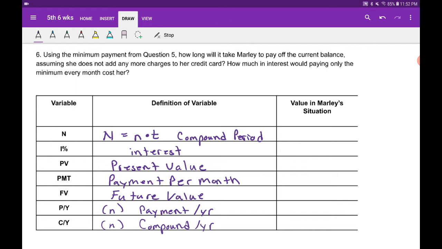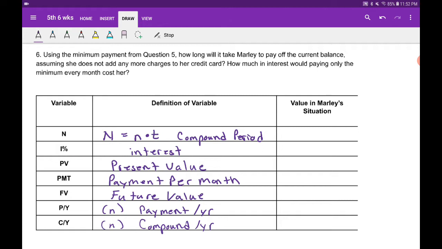Okay, so we're gonna fill out this table just to get our variables. We're gonna use the online calculator, which I provided a link for in the Google Classroom. And we're going to get to use the payment option today. So we'll see what that's all about. We didn't do that in the last lesson, so here it is. I put down what they mean here, so we had that from the last lesson. So I'm just going to fill out the value in Mari's situation here on the very right column.